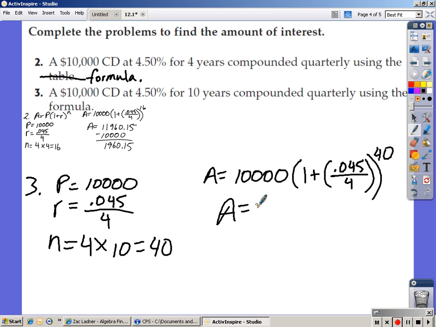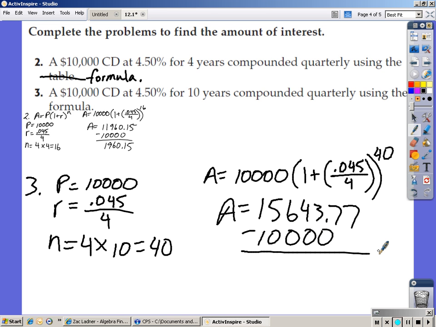Okay, so plug that in your calculator. 10,000 times 1 plus 0.045 divided by 4 to the 40th power. You come up with 15,643.77. Subtract your original $10,000 investment. The amount of interest that you earned is 5,643.77. Quite a bit more by going from 4 years to 10 years.